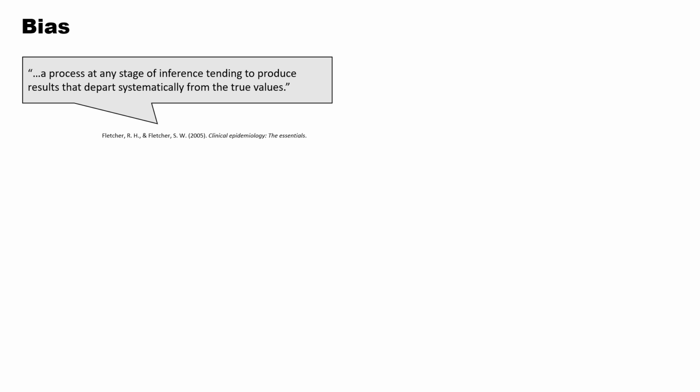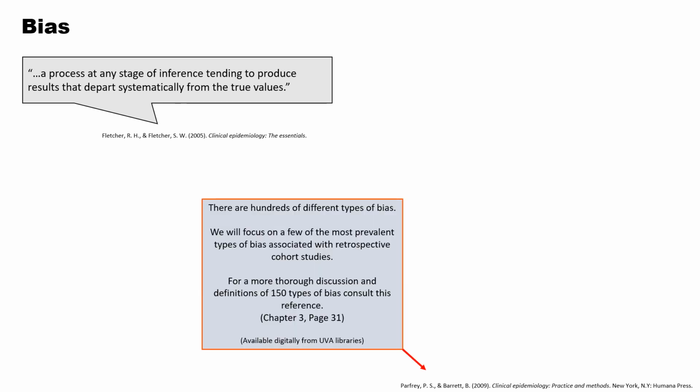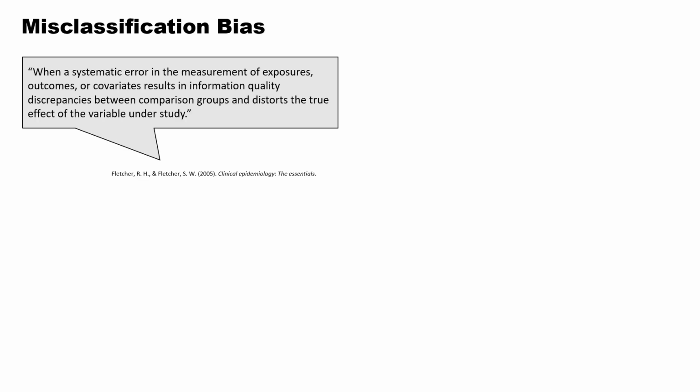So bias is important to a discussion of internal validity, and really it's important to any research project design. You want to maximize internal validity as much as possible. So bias is defined as a process at any stage of inference tending to produce results that depart systematically from the true values. So recognize that there are hundreds of different types of bias. We'll focus on just a few of these, in that they're the most prevalent types that we want to consider when designing retrospective clinical research. But for a more thorough discussion and definitions of many types of bias, you can consult the reference in the bottom right-hand corner of the slide.